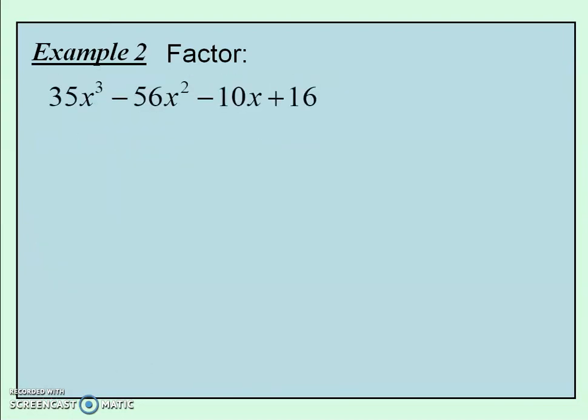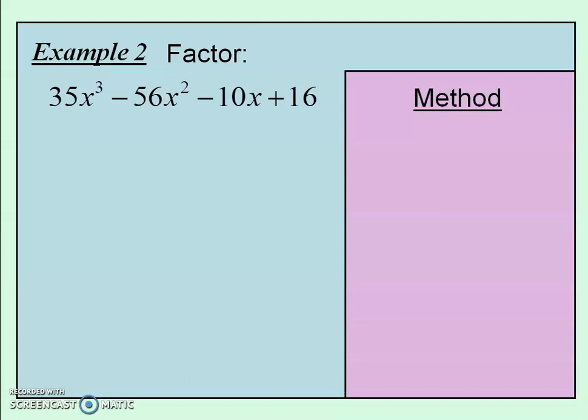So we'll try another example. Step 1 is to look for a GCF of all 4 terms. If you want to pause and think about that for a second, you can. In this case, there is no GCF.